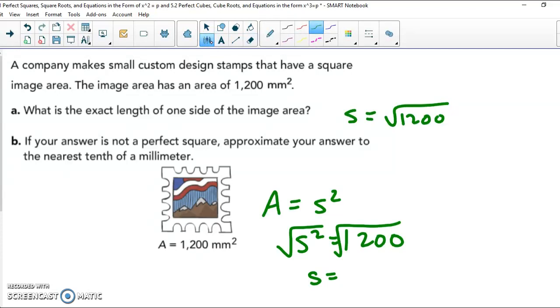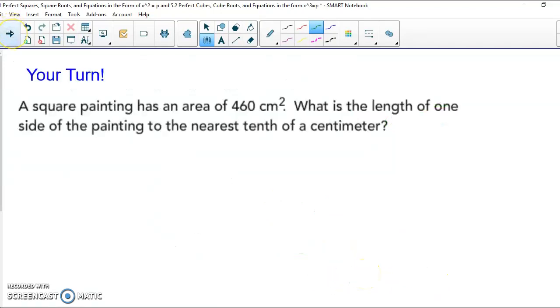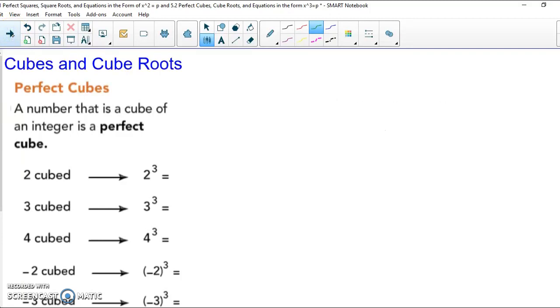So on my calculator, when I type in the square root of 1,200, I get 34.64. So if I'm going to round to the nearest tenth, I can just leave that as 34.6 millimeters, or 34 and 6/10. All right, I am going to leave this question to you. And now we are going to begin talking about cube roots.